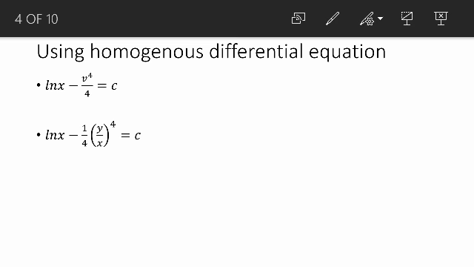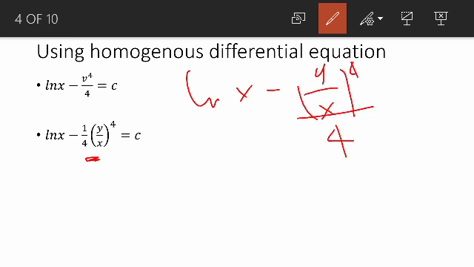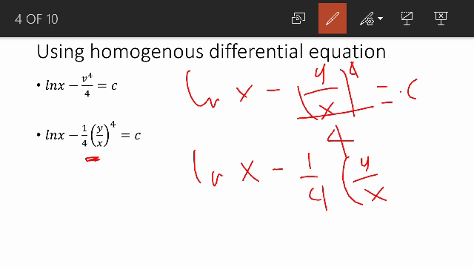And so at this point, we can substitute our value for v. Remember, we said that v is y over x. So that's exactly what we have. You can say ln x minus, your v is y over x all raised to power 4, divided by 4, equal to c, which is the same thing as saying ln x minus 1 over 4 as a fraction, then you have your y over x raised to power 4 equal to c. Okay, so that's using the homogeneous method.